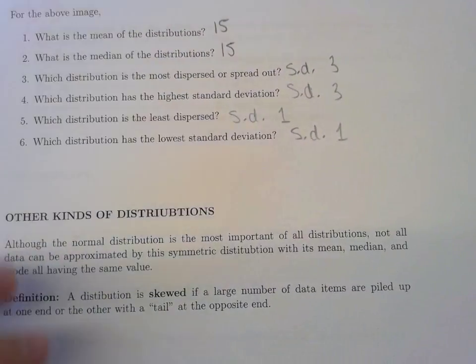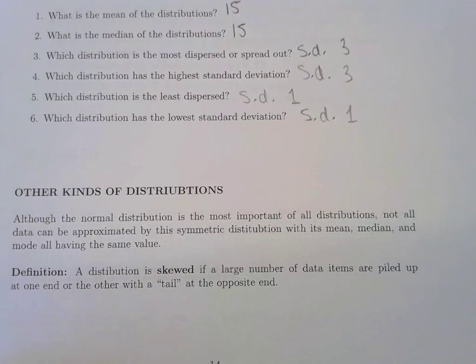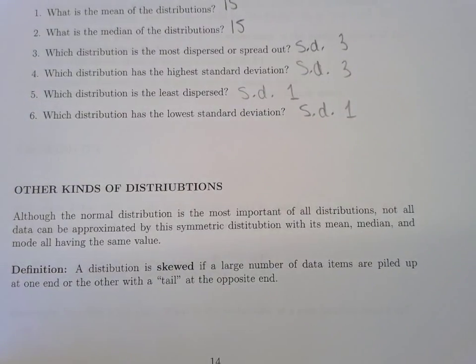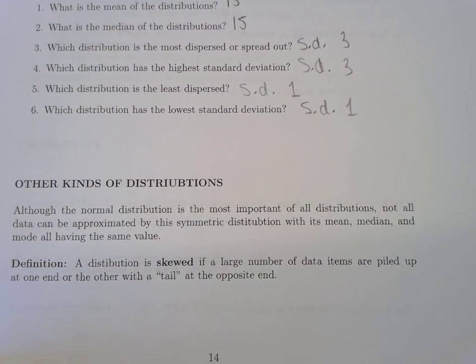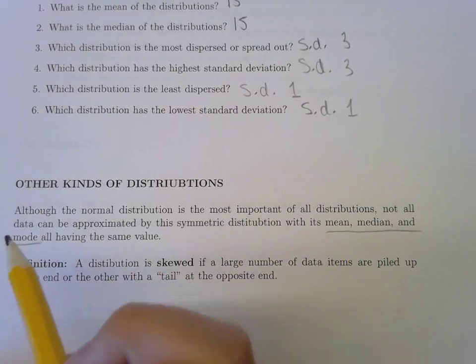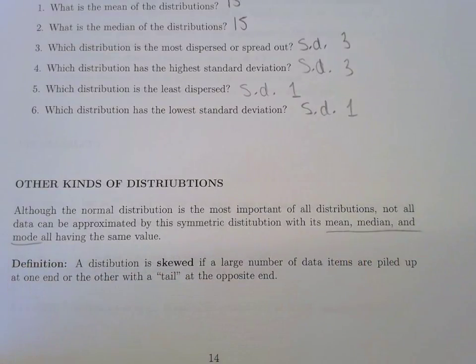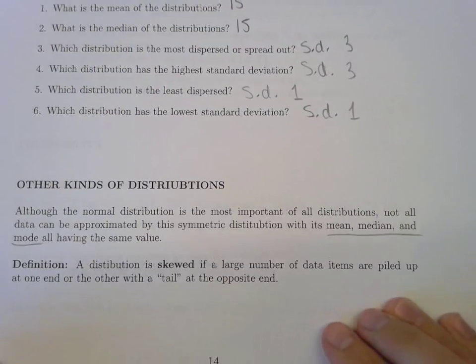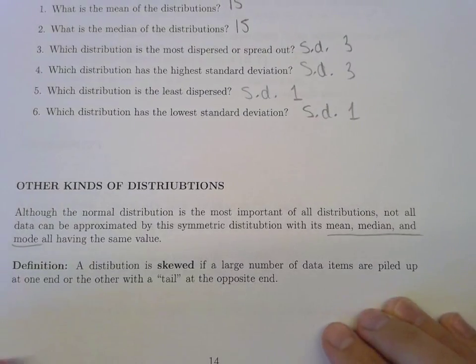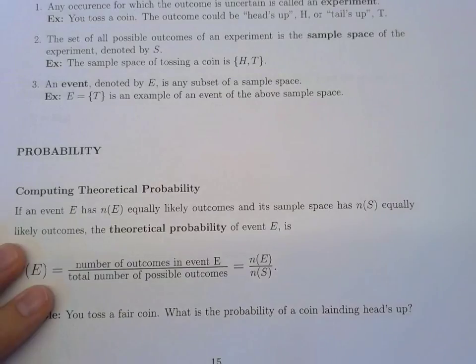Bottom of page 14, we're just going to touch a little bit on other kinds of distributions. It says, although the normal distribution is the most important of all distributions, not all data can be approximated by the symmetric distribution with its mean, median, and mode all having the same value. A distribution is skewed if a large number of data items are piled up on one end or the other with a tail at the opposite end.